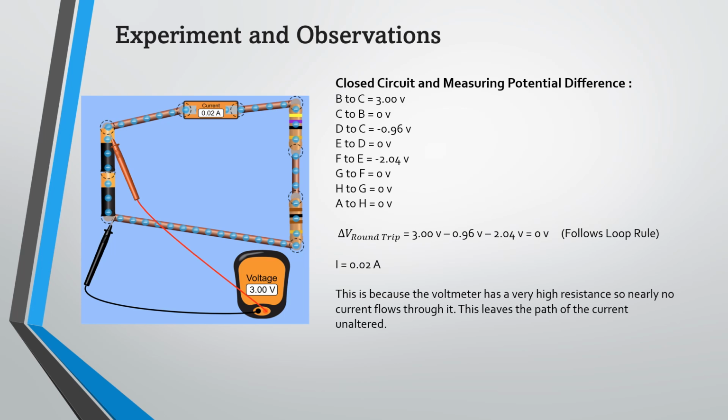equal to 0. And this does follow the loop rule, the round trip theorem: it's going to be 3 volts minus 0.96 minus 2.04, which equals 0 volts. The current is going to be equal to 0.02 amps. This is because the voltmeter has a very high resistance, so nearly no current flows through it. This leaves the path of the current unaltered.